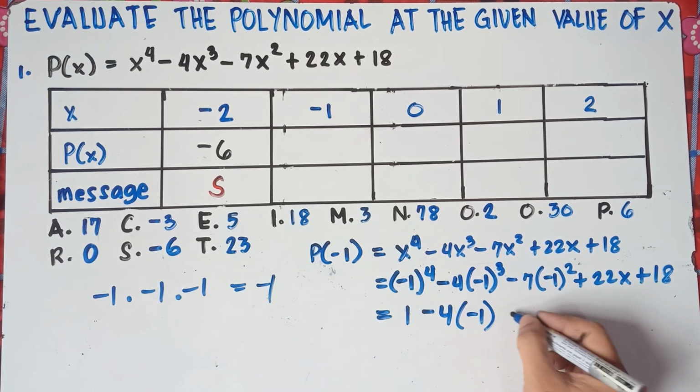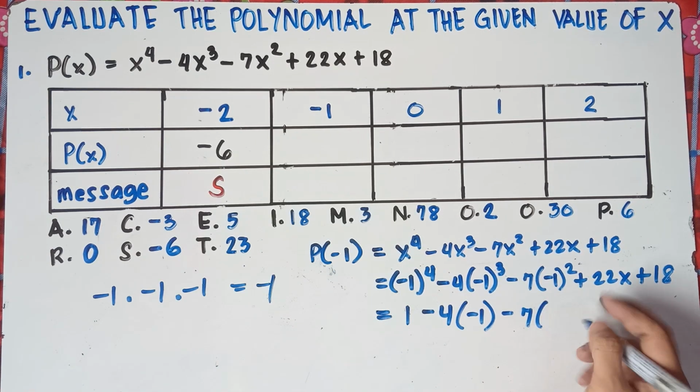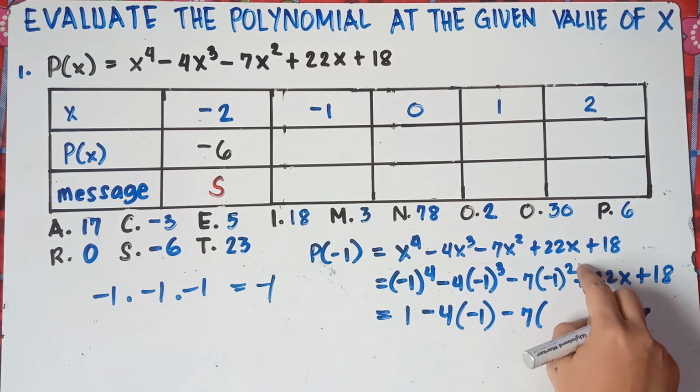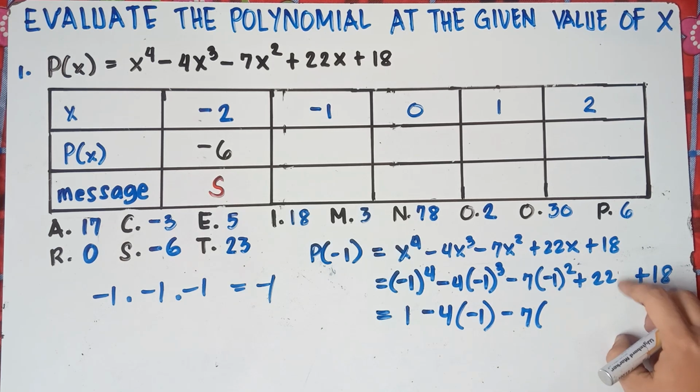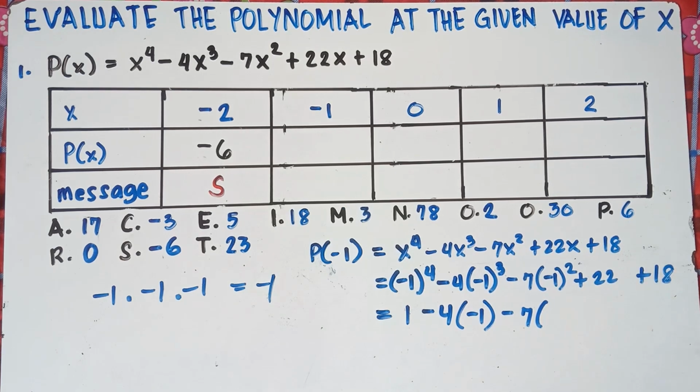This is negative 1 minus 7. Then once again, simplify this one, parenthesis, exponent. By the way, this is not 22x, this will be 22 times negative 1. Our x, class, will be negative 1. Then plus 18.